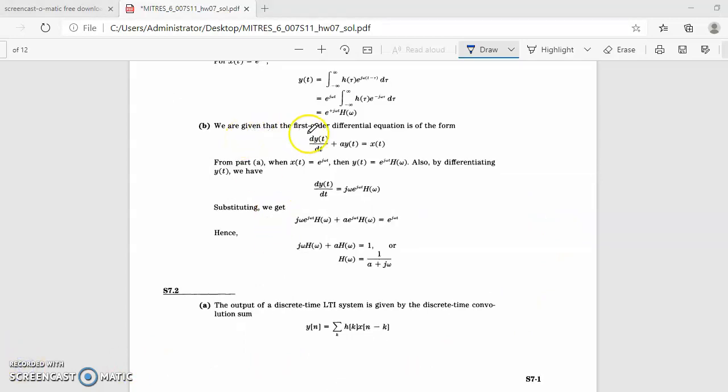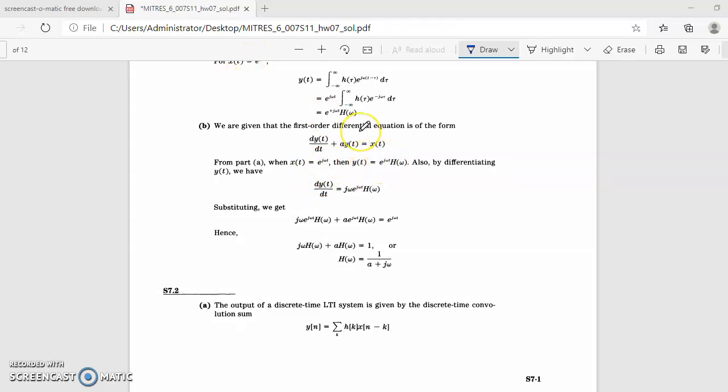We are given a first order differential equation in the form d y of t by dt plus a times y of t is equal to x of t. Here we consider x of t from the above expression, so x of t is equal to e power j omega t, so that y of t is e power j omega t.